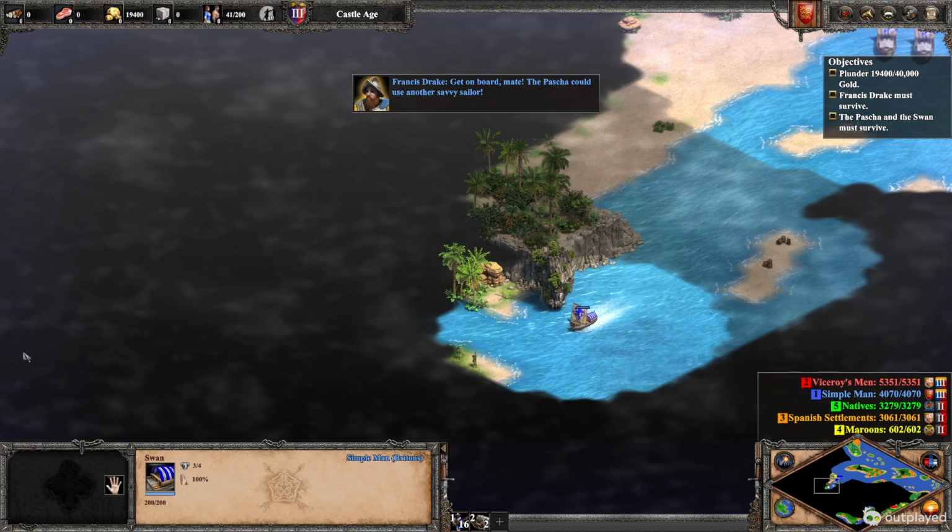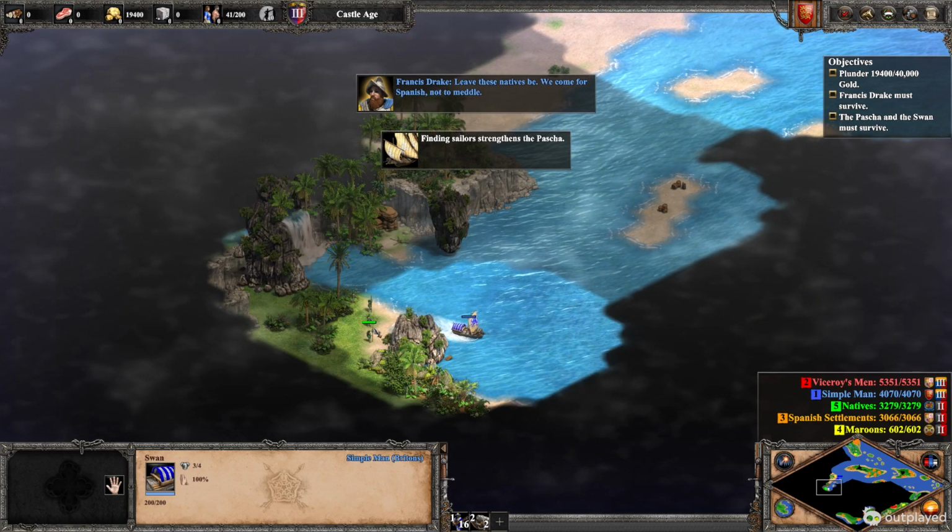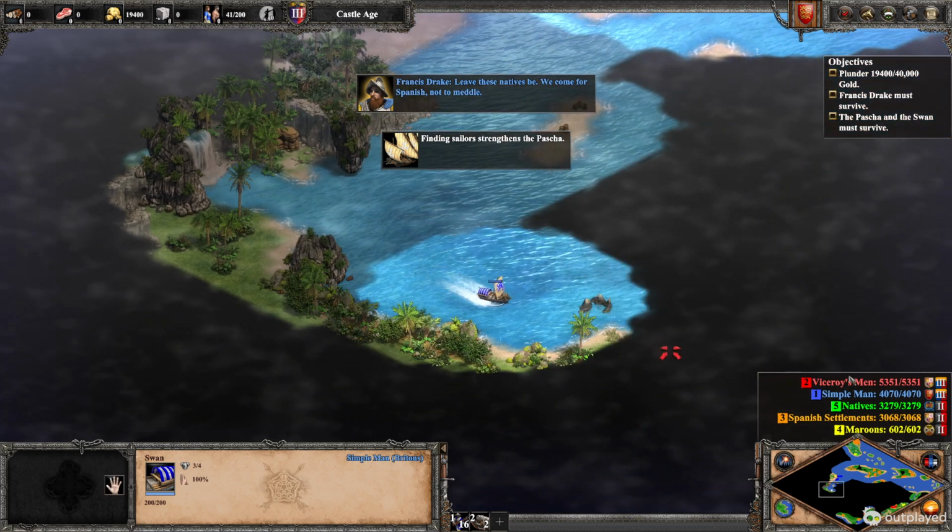Get on board, mate! The Pasha could use another savvy sailor. Leave these natives be. We come for Spanish, not to meddle.